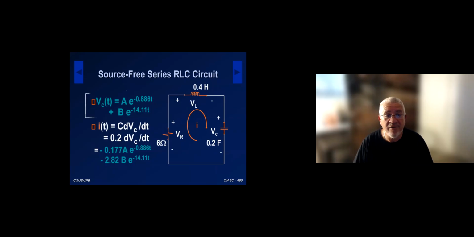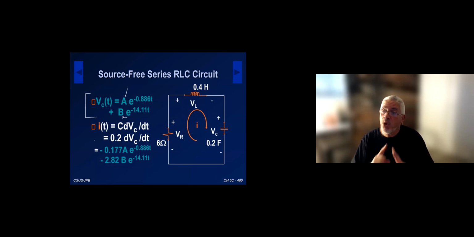Of course, we still have these two coefficients here, A and B, that are going to come up because of initial conditions. Okay. So of course, once we find the voltage and write the general solution for the voltage, we have to calculate the inductor current. Turns out the inductor current is also the capacitor current, so I can just differentiate the capacitor voltage and multiply by C.